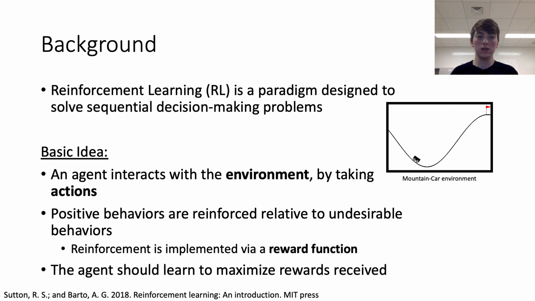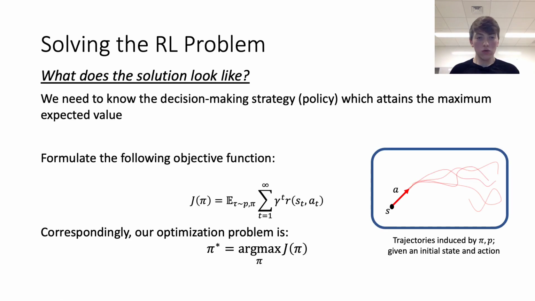In RL, an agent interacts with a particular environment by taking actions. These actions induce state-to-state transitions, and the agent accumulates rewards by taking actions. The goal of the agent is therefore to maximize the amount of reward received. In order to optimize the total rewards collected, we have the following objective function.